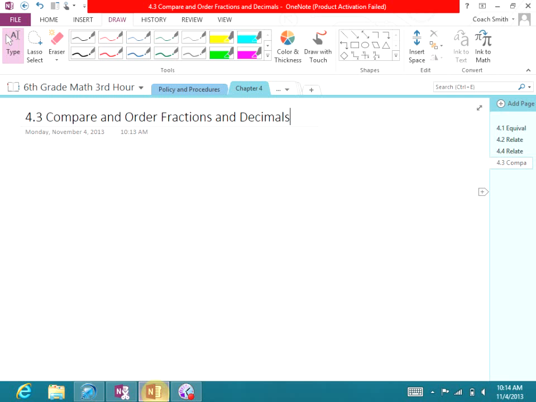Going to talk about comparing and ordering fractions and decimals. Comparing and ordering fractions and decimals. So the first thing that you have to know is LCM, okay?